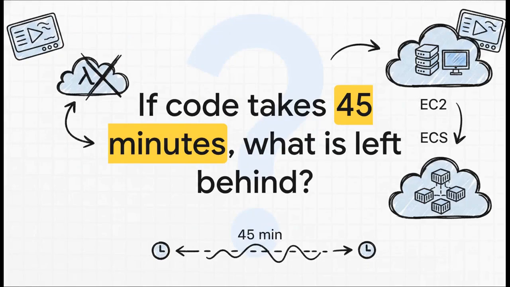I'll leave you with this provocative thought to wrap up. If your application code takes, say, 45 minutes to process a massive video file for an online course, which heavily promoted compute service do you have to completely leave behind? Think back to that hard boundary we discussed earlier. Yep, you got it. You have to leave Lambda in the dust and look toward EC2 or ECS.